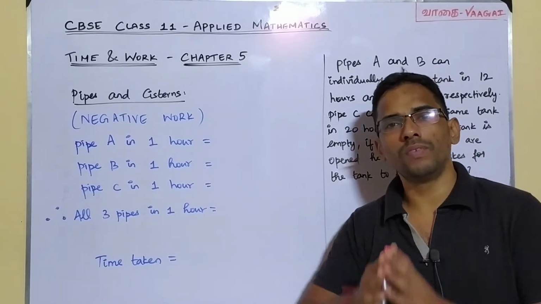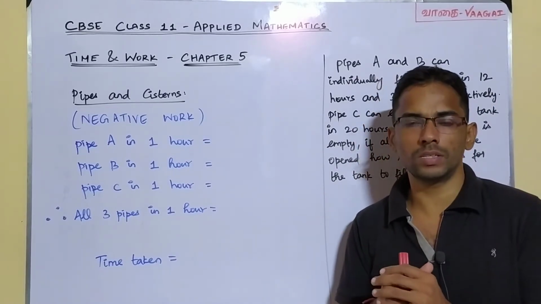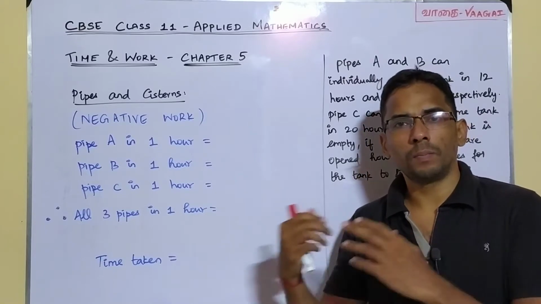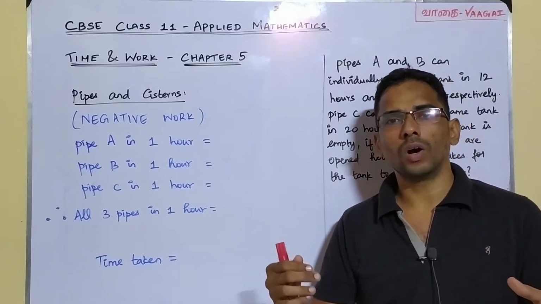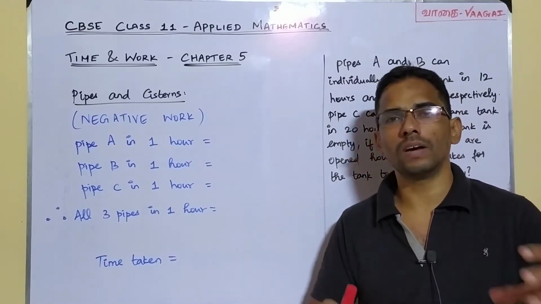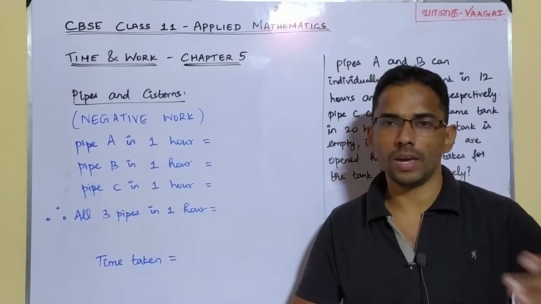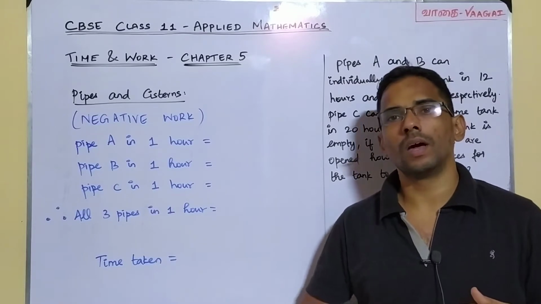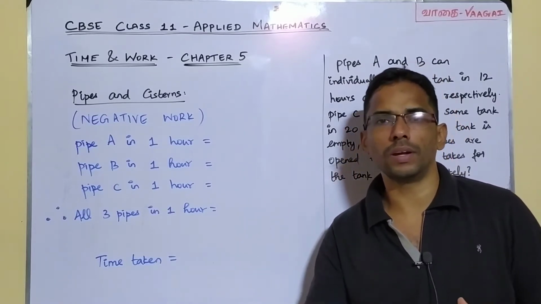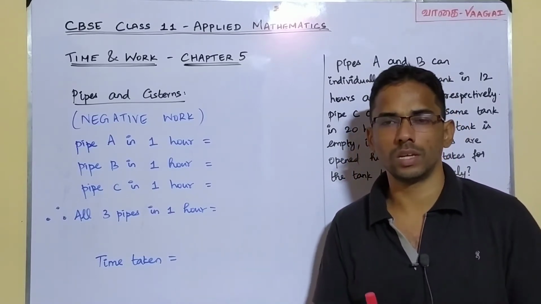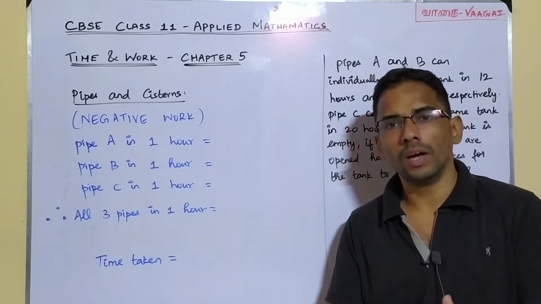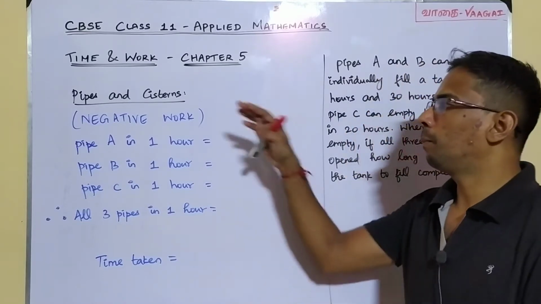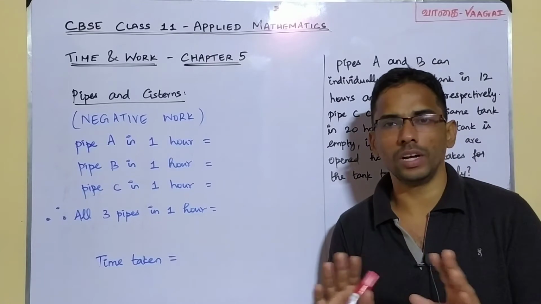So this is going to be very similar to our previous chapters. There, in our previous chapters, we had a group of people working, or some individual people working like A, B, C. A can finish a work in these many days, B can finish the same work in these many days. In this way we had the questions, but instead of people, here we are going to have pipes. That's going to be the only difference.